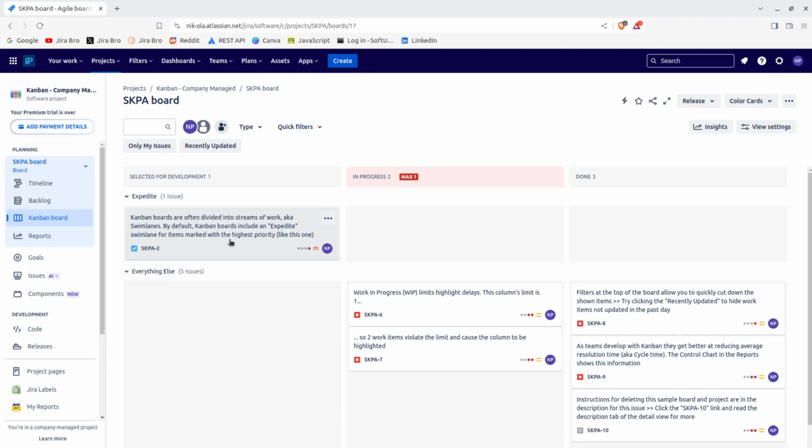progress. So this one right here, I mean, in here I set this to be a maximum of one item, one issue, to be within this column. And also, the goal is to improve overall efficiency, right?